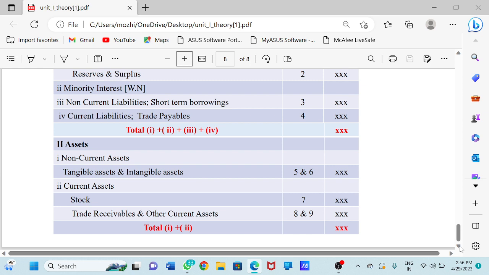So if we add all these schedules from 5 to 9, we'll get the total, and this total from the equities and liabilities and assets should be the same in order to find out the correct value of the problem. So with the help of all these steps and all the notes to accounts preparations, we can easily consolidate the balance sheet as per the new Schedule 6 of holding company accounts.